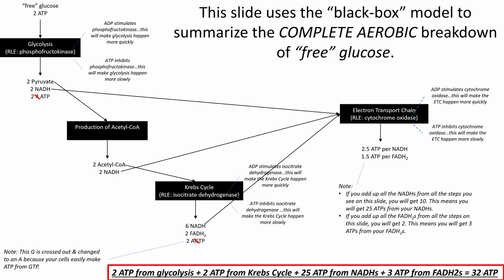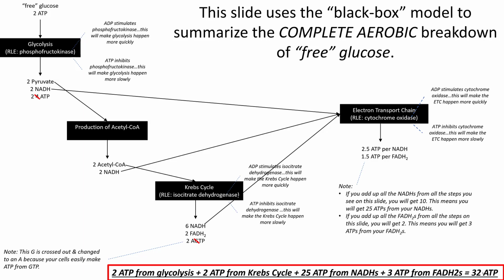Every time an NADH molecule interacts with the electron transport chain, you get 2.5 molecules of ATP. So if you count up all the NADHs that are on this slide, you'll get 10. 10 times 2.5 gives you 25 ATPs that we get from all the NADHs we produce. If you count up the number of FADH2s that we see on this slide, you get 2. Those 2 FADH2s, when they interact with the electron transport chain, they each are used to produce 1.5 ATP. So 2 times 1.5 gives you 3 ATPs from your FADH2s.